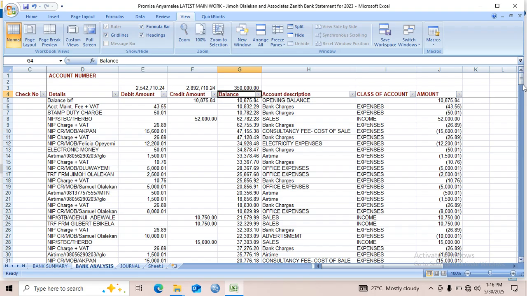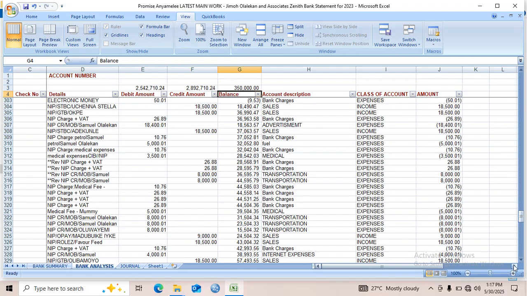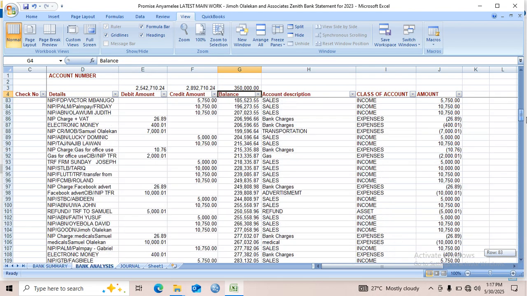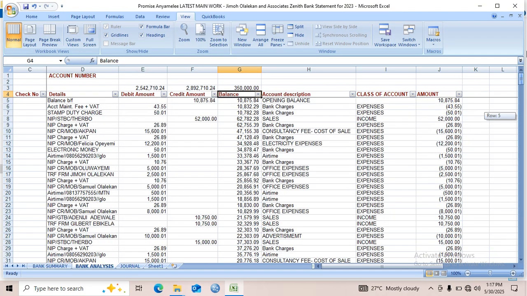So in order to cross check if this is correct, you will scroll down to the ending of this bank statement. So you see the ending of this bank statement, the last balance there was 350,000 naira. So it means what we did is actually correct.